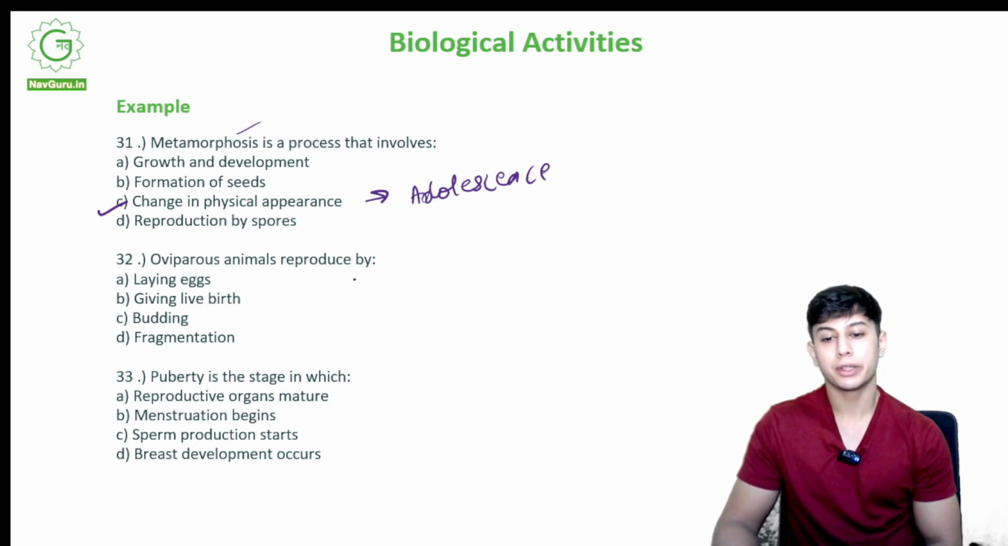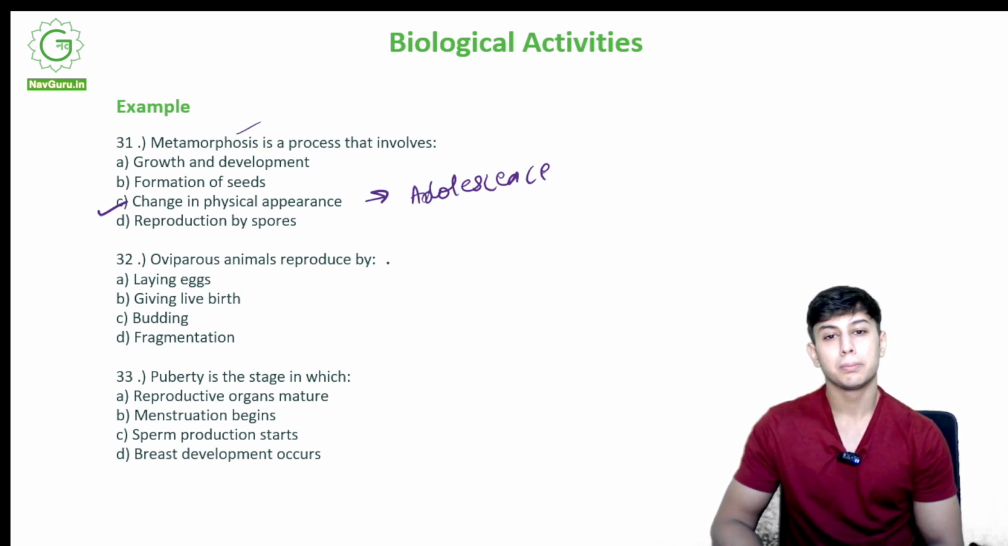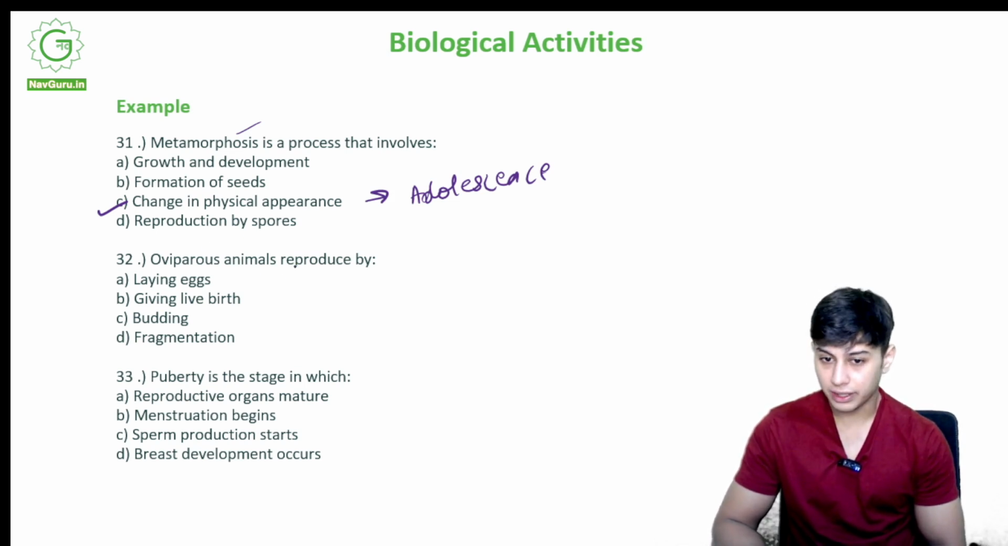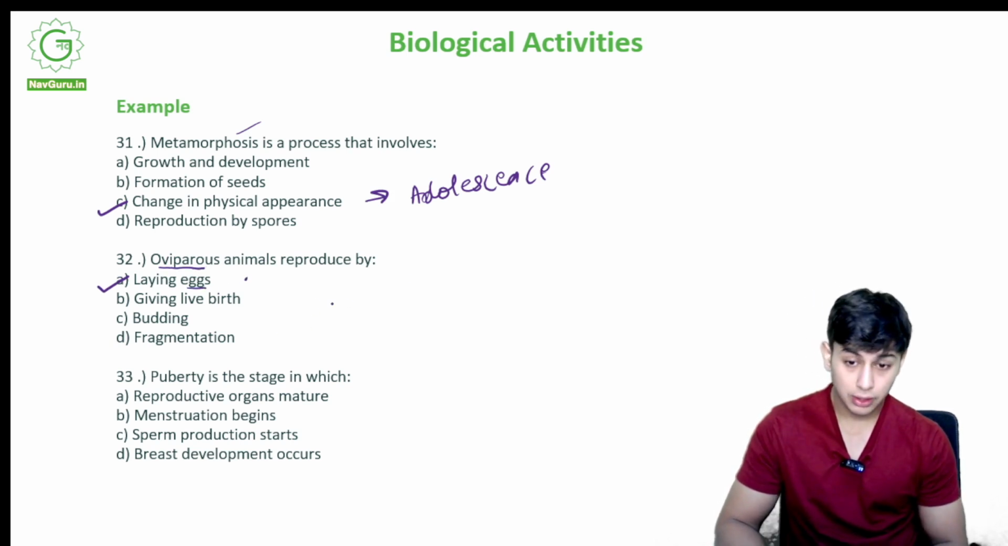Oviparous animals reproduce by, so there were two types of animals, viviparous and oviparous. Viviparous were, I give you a good example, mammals. Oviparous like birds, reptiles. What do they do? They lay eggs, they give live birth, they bud, or they use fragmentation. The correct option is option A, they lay eggs. Oviparous animals lay eggs. Okay.